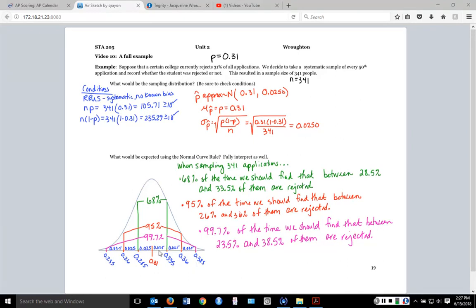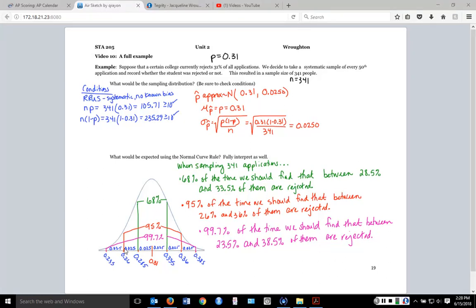So again, now we have an idea of what to expect. Do you think it would be very unusual for me to find that 35% of the applications are rejected? Well, that's in here. It's within that 95%.